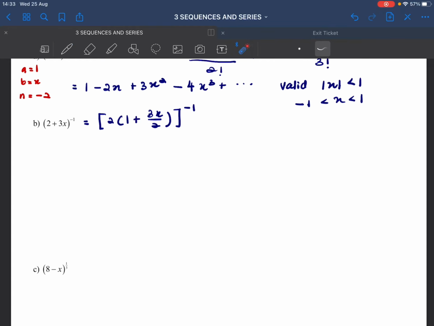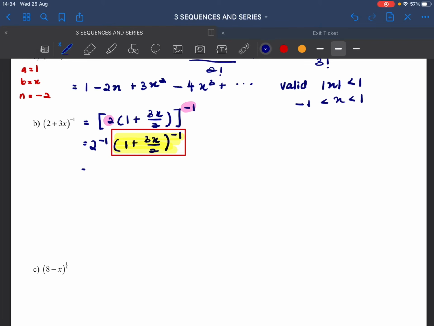Ini ramai yang sangat lupa, selalu lupa. Okay, don't forget your 2 mesti kena power dengan negative 1 juga. Okay, 2 to the power of negative 1. So 2 to the power of negative 1, and here we will have 1 plus 3x over 2 power negative 1. Okay, so yang mana yang kita akan expand is this one here. Yang a kita dah jadi 1 here. Saya buat petak. Okay, yang di dalam petak merah yang kita akan expandkan menggunakan formula n negatif kita.